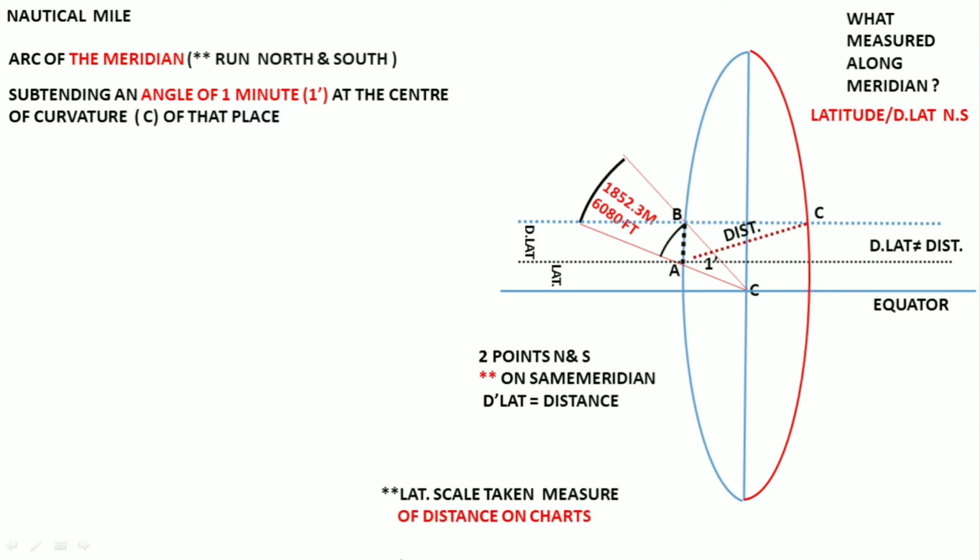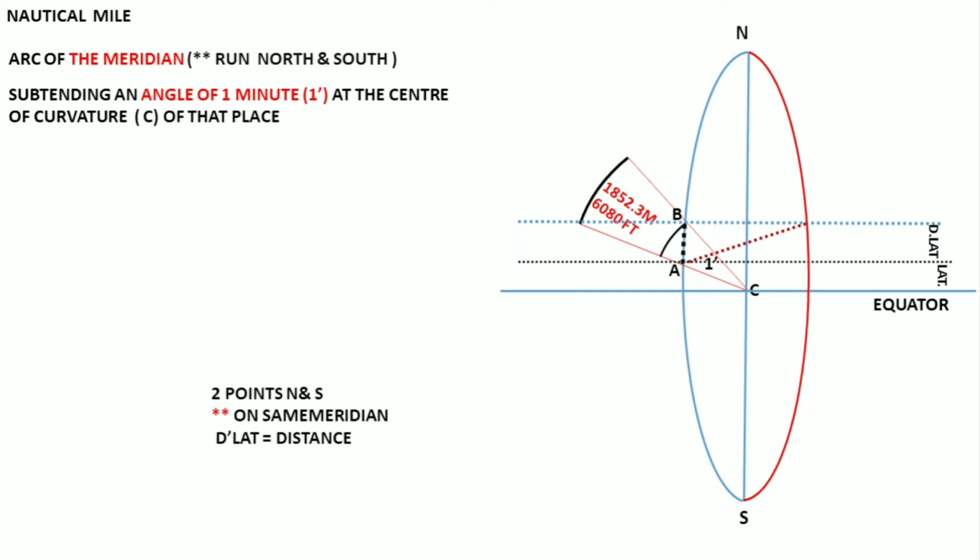Now, in charts, you take the latitude scale as the measurement of your distances. As the definition is arc of the meridian, the meridian runs north and south, and your latitude scale is running north and south. So when you're using that, you're measuring the length of the arc, and that is the reason you take your latitude scale as your scale of measurement for distances.